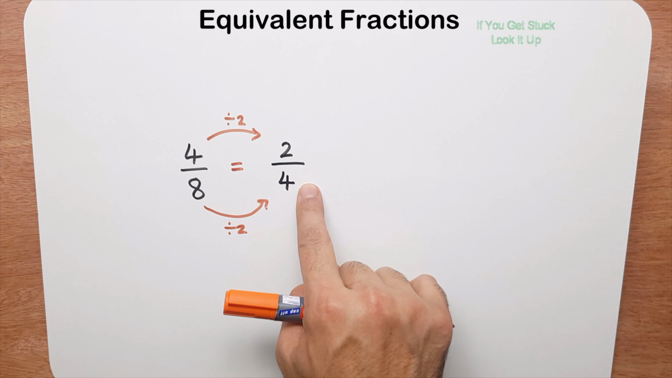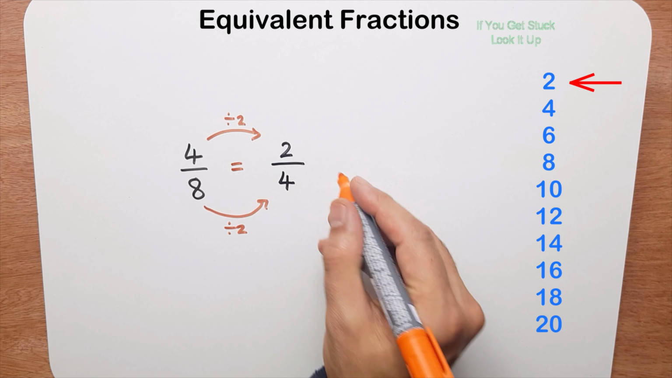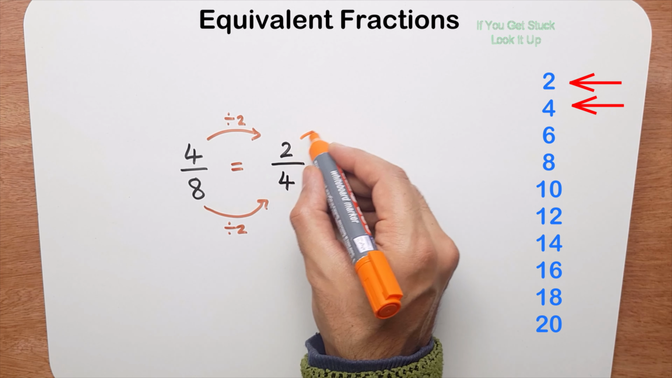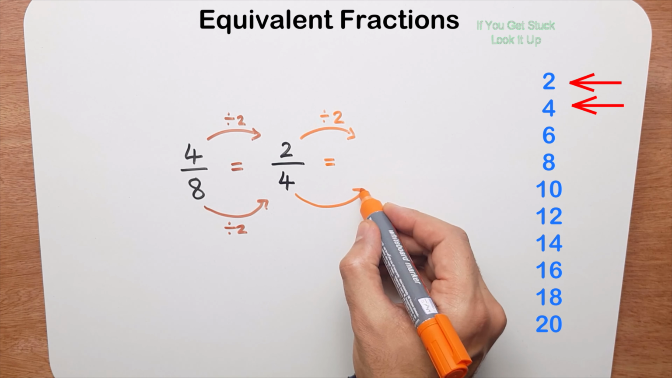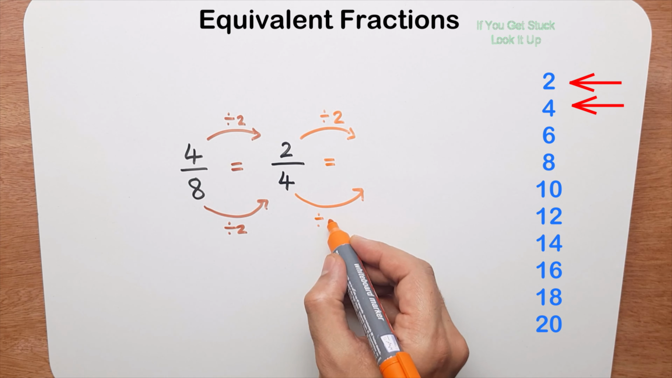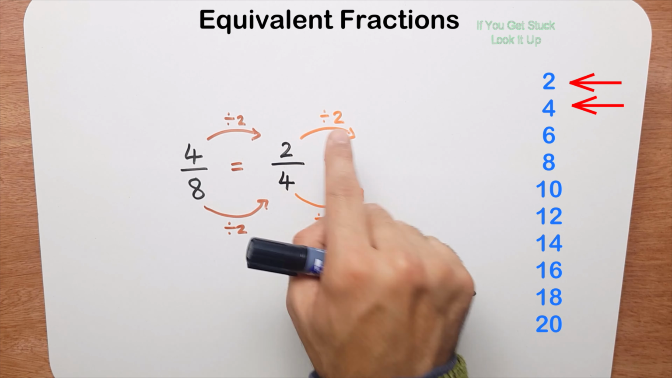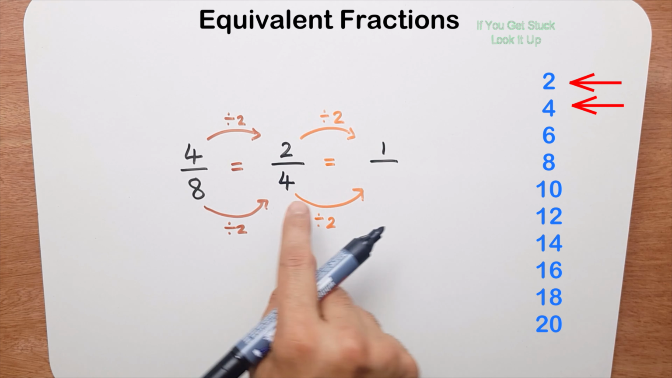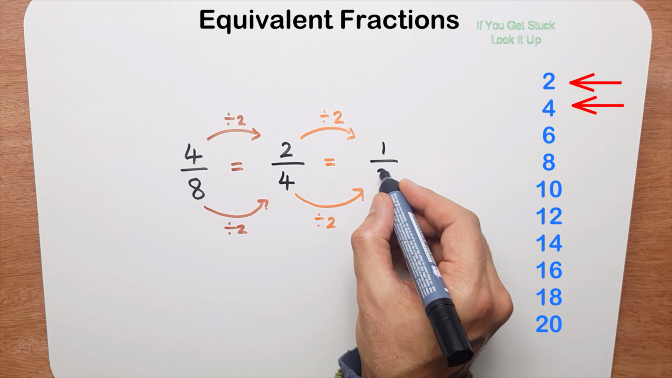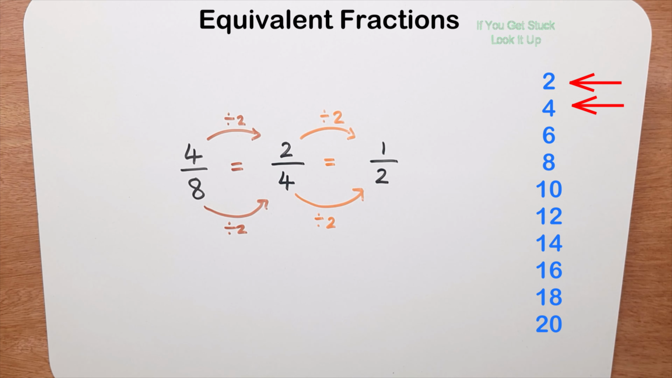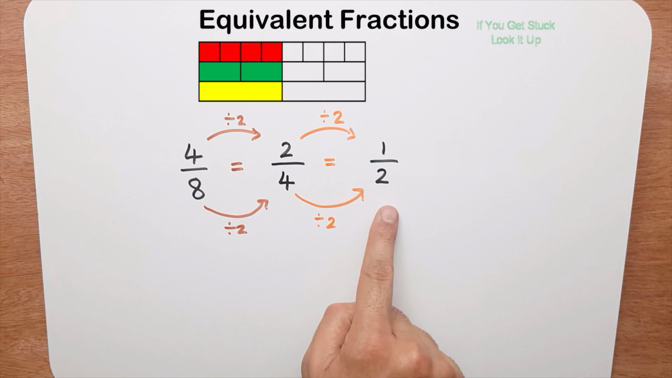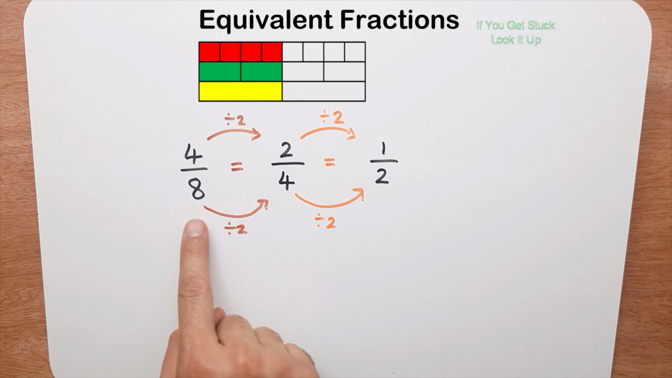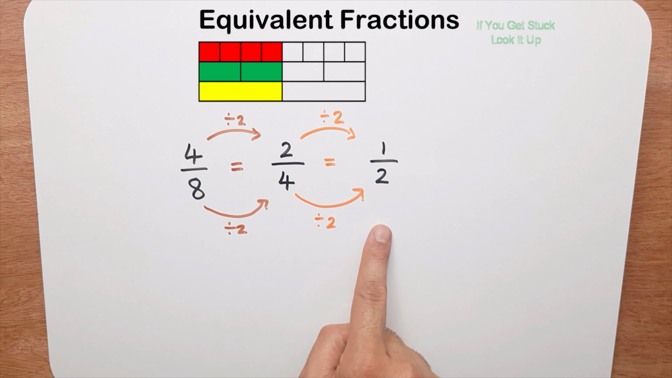2 and 4 are both even numbers and they're both in the 2 times table. So I can divide the top number or the numerator by 2, and I can divide the bottom number or the denominator by 2. 2 divided by 2 is 1. 4 divided by 2 is 2. Now if you look carefully at 4/8, 2/4 and 1/2, these are all equivalent fractions because they're all the same value.